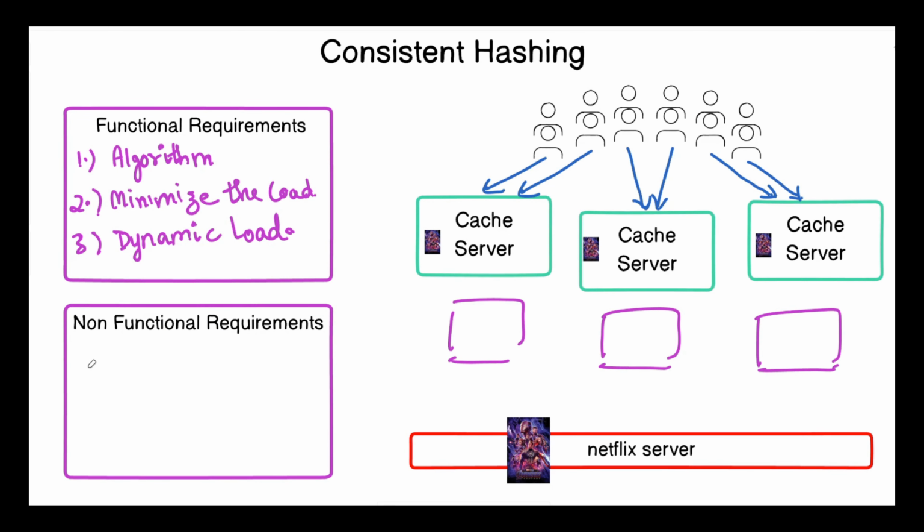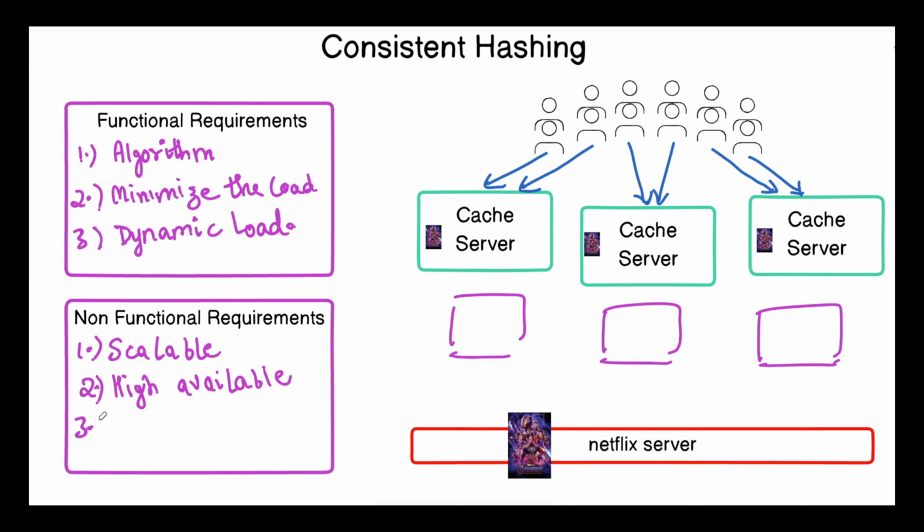Now let's discuss the non-functional requirements. So first is scalable. The system should be able to handle a growing number of requests efficiently by adding more cache servers and distributing the load among all the cache servers. Now second is the system should be highly available. That means our service should be operational 24/7, ensuring uninterrupted service for the users. Users should not face any downtime from the system.